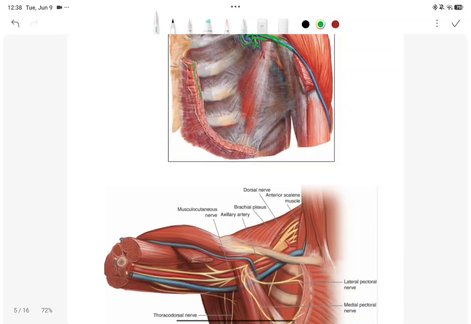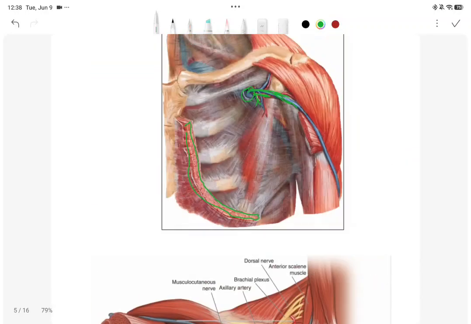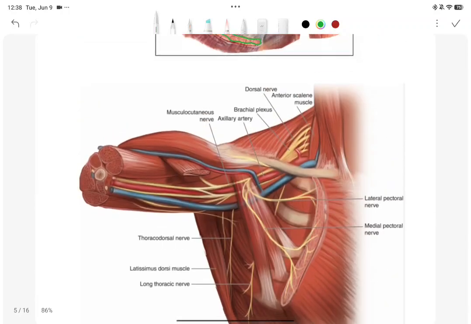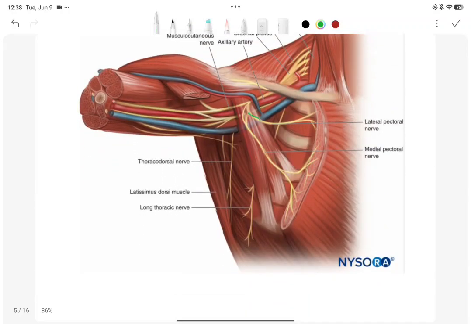This is the cut pectoralis major, the cut section of the pectoralis major. There is a large deltoid and there is trapezius. This is the lateral pectoral nerve, which supplies the pectoralis major. After cutting the pectoralis major, you can see the pectoralis minor.